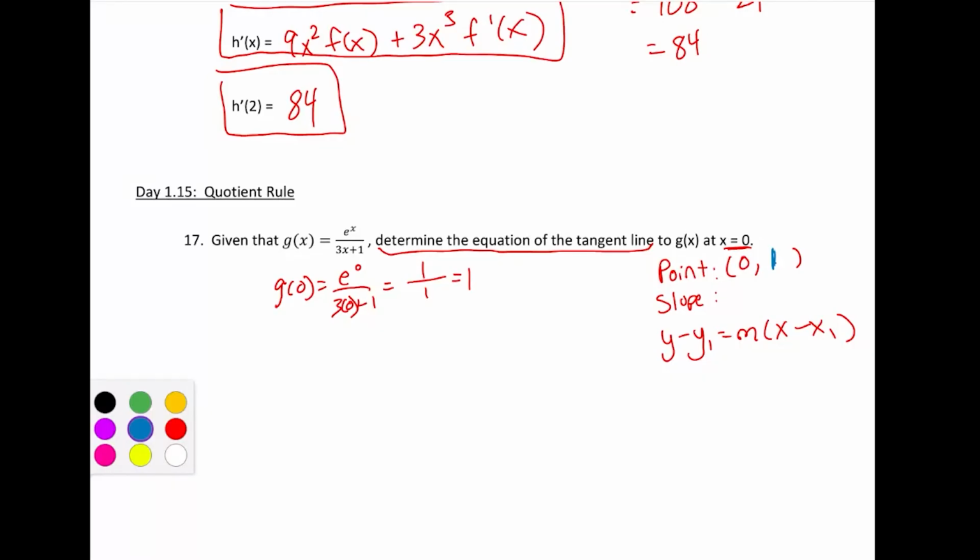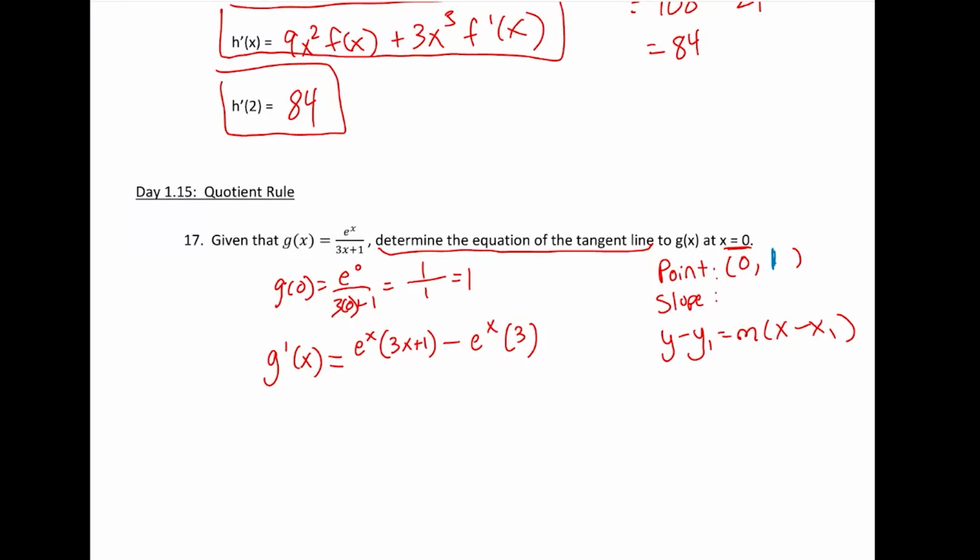The slope will be given by the derivative of g. So g prime of x is going to be, we've got to do the quotient rule here. So we're going to use the quotient rule, which is going to be the derivative of the top, which is just e to the x, times the denominator, 3x plus 1, minus the top times the derivative of the bottom, which is just 3, divided by the bottom squared, 3x plus 1 squared.